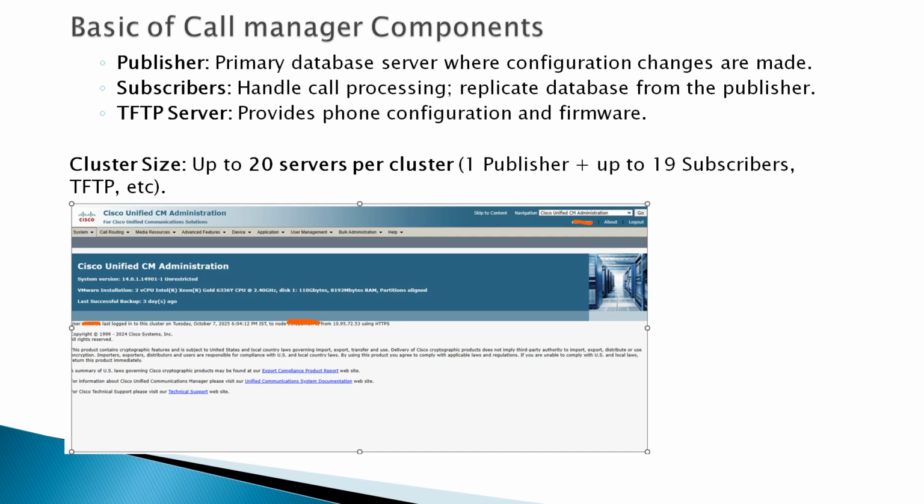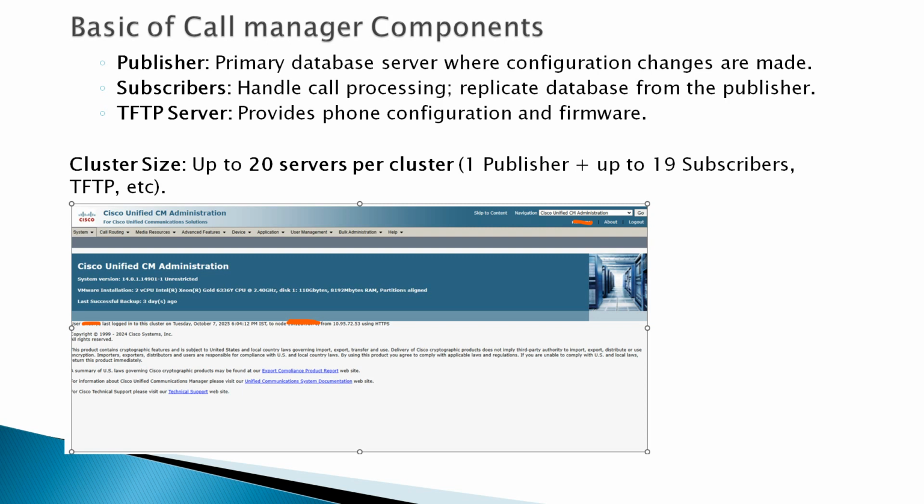These slides show the main or basic components of the call manager. The main components are the publisher, subscriber, and the TFTP server. These are the basic servers which must be there in the cluster. Cluster means the group of all the call manager nodes. In a cluster we have one publisher and up to 19 subscriber or TFTP servers, and it depends upon the requirement: what the size is, what the user base is, and what the locations are for the customer. Accordingly we can provision subscriber and TFTP for that environment.